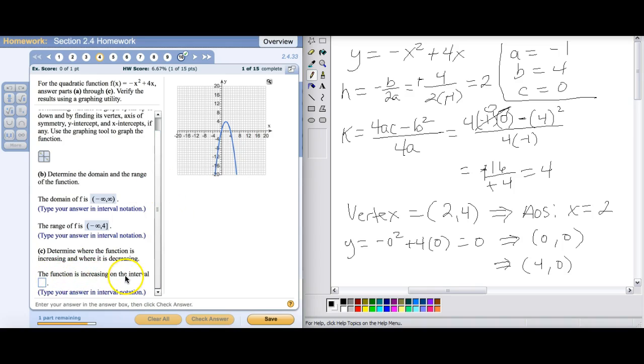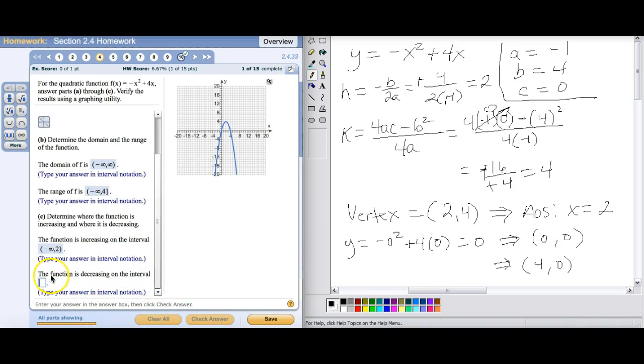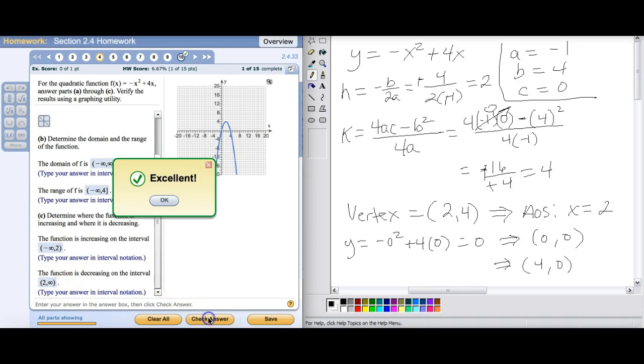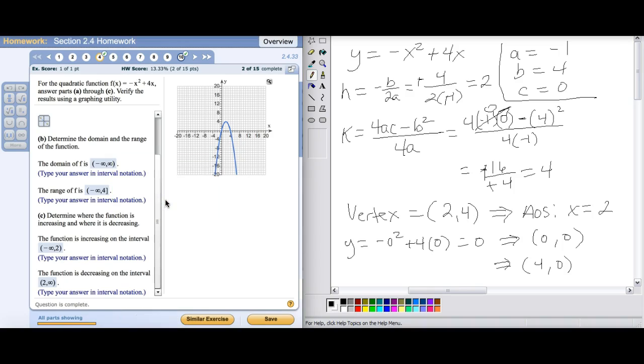So here we want to know when the function is increasing. We know it's increasing from when x is negative infinity to when x is 2, because the vertex is the maximum point. So we have to answer that in an open interval, as I mentioned in the first video. So we will answer it this way. And then, of course, the function is decreasing from 2 to infinity. So that particular problem is done. So we'll go ahead and move on to the next one, number 5.